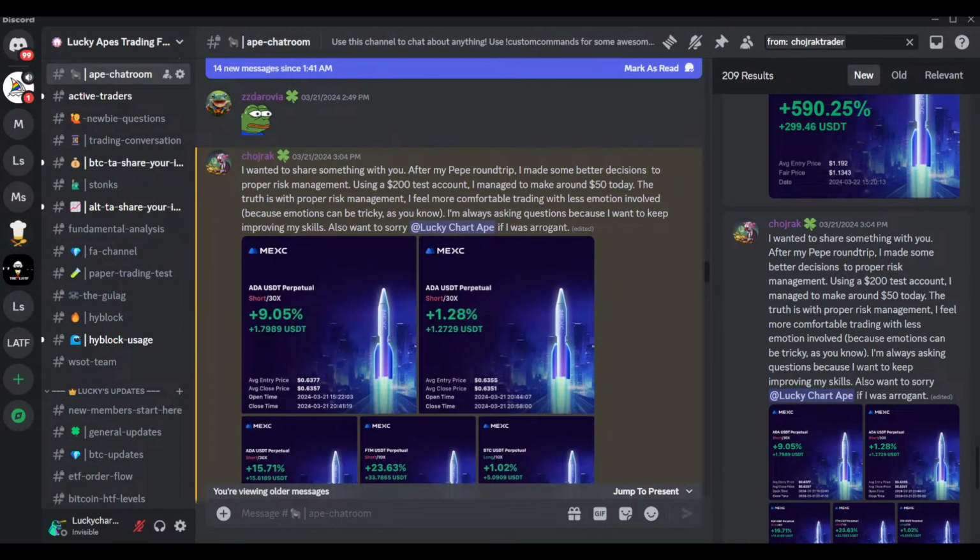So they joined the Discord, and at the time they were in a Pepe long that was deep underwater. They ended up getting out of that, but there wasn't really any risk management, and they were maybe a little concerned. They said, "I want to share something with you. After my Pepe round trip, I made some better decisions with proper risk management using a $200 test account. I managed to make around $50 today."